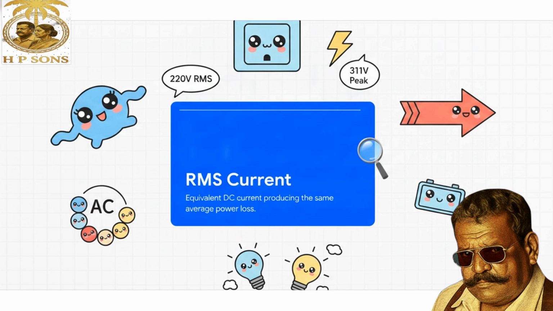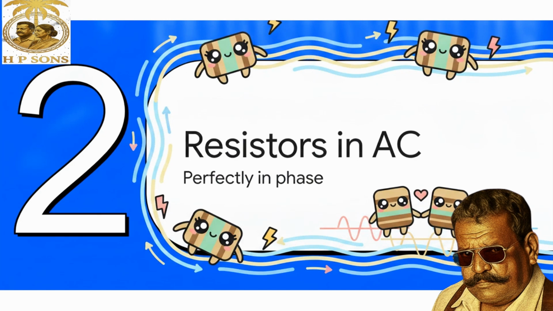So when someone says a household outlet is 220 volts, that's actually the RMS value. The actual peak voltage is much higher, hitting about 311 volts. Basically, the RMS current is the equivalent DC current that would produce the exact same average power loss. Make sense? Moving right along to section 2, resistors in AC circuits.